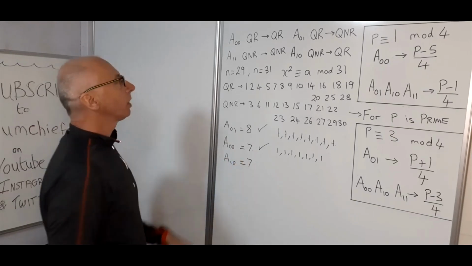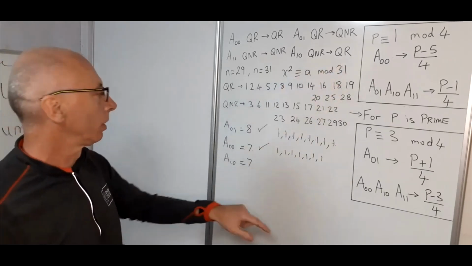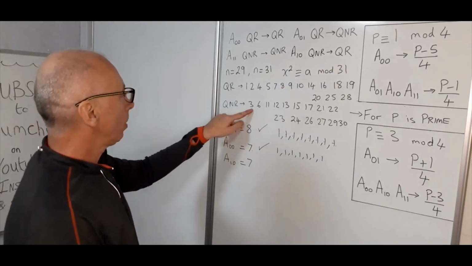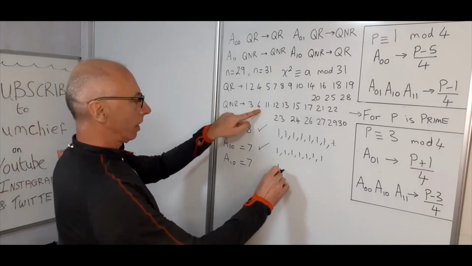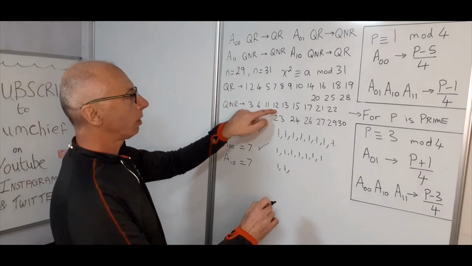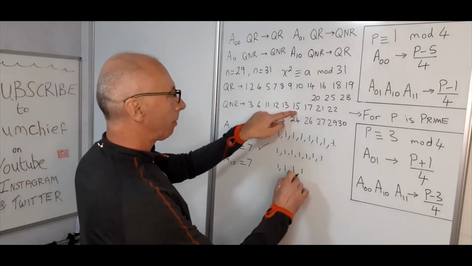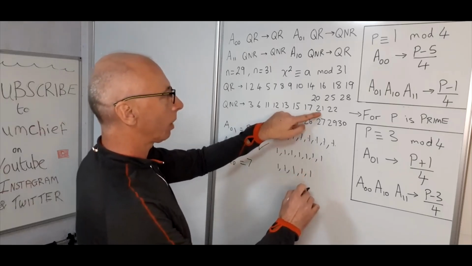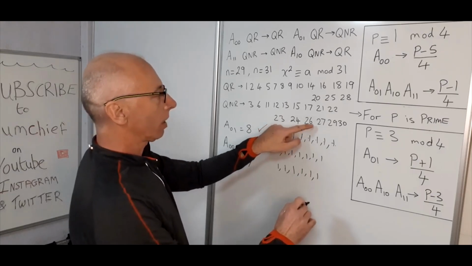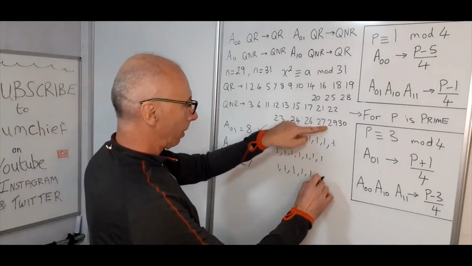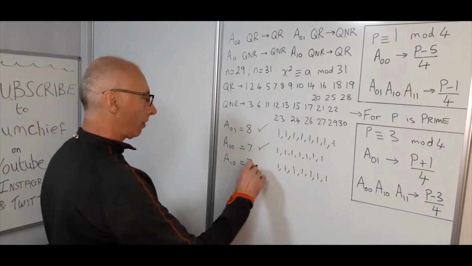Now A10. So that should be 7. A10 is a quadratic non-residue followed by a quadratic residue. So let's go through this table. So non-residue first, and then there's a gap. 6, and then there's a gap. 11, 12, 13, then there's a gap. 15 leads to a gap. 17 leads to a gap. 21, 22, 23, 24, then there's a gap. 26, 27, then there's a gap. And then 29, 30. So we got 7 in the sequence.